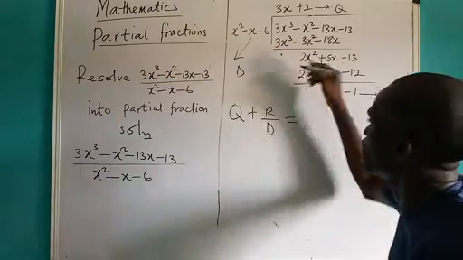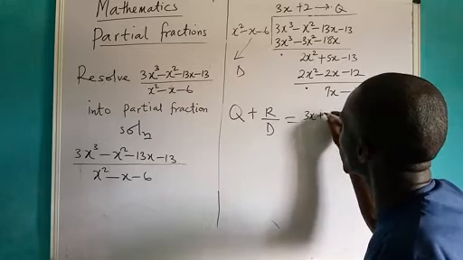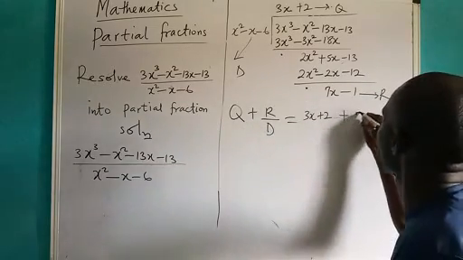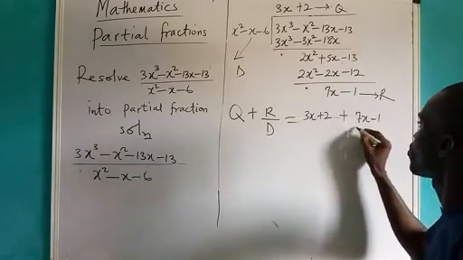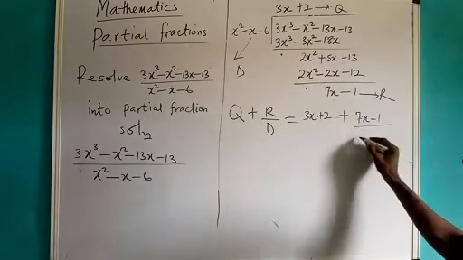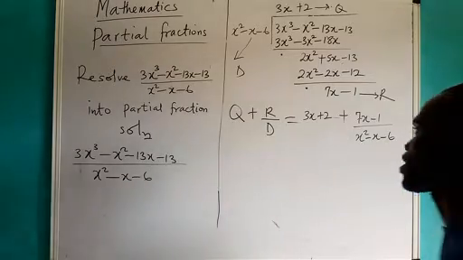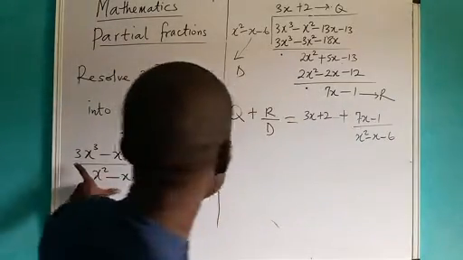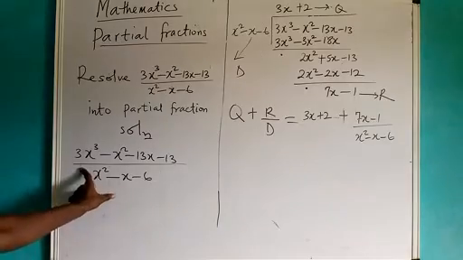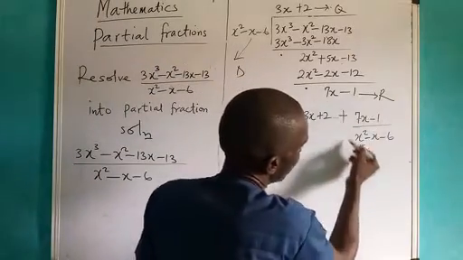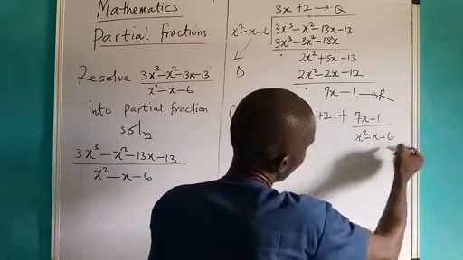Now, what is the quotient there? The quotient is 3s plus 2, plus, now what is the remainder? The remainder is 7s minus 1, all over what is the divisor? We have s squared minus s minus 6. Now, this is what I've just done. It means I'll be able to resolve this fraction into this one. Therefore, I now have a partial fraction.